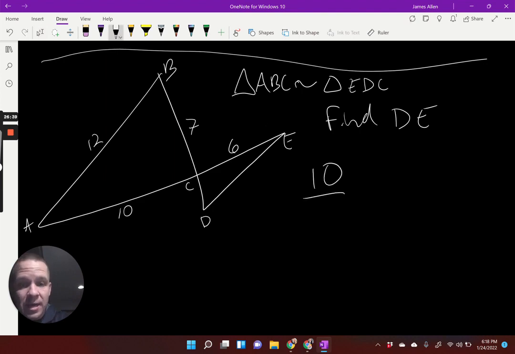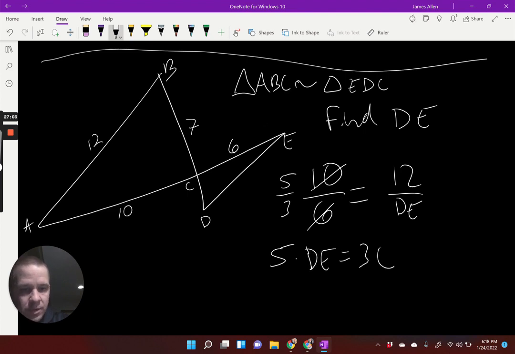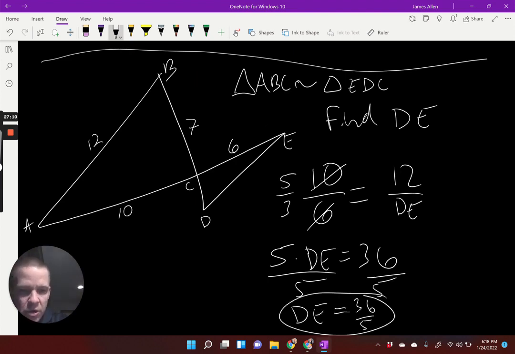So I can set up 10 over 6. Now, if I want DE, DE matches up with AB in my similarity statement, right? So that would mean 12 over DE. DE and AB match up. The 7's not even used here. I'm going to cross multiply and solve. But first, I'm going to reduce this down to 5/3. So I'm going to get 5 times DE equals 36. Divide by 5. It's left as a fraction here. So we got 36 fifths.